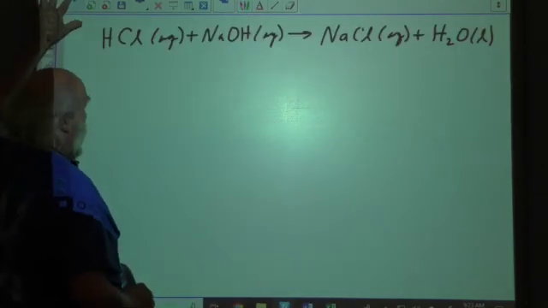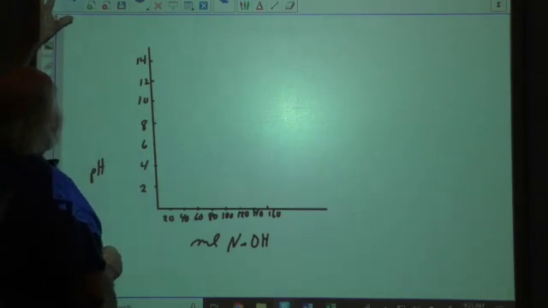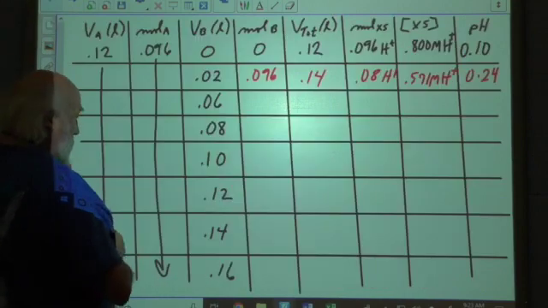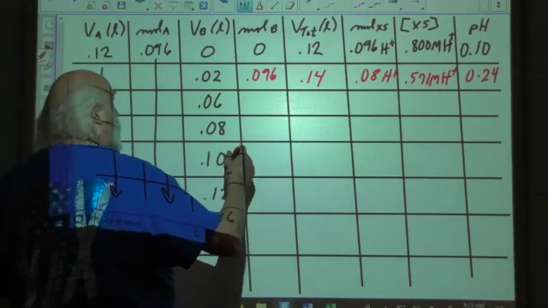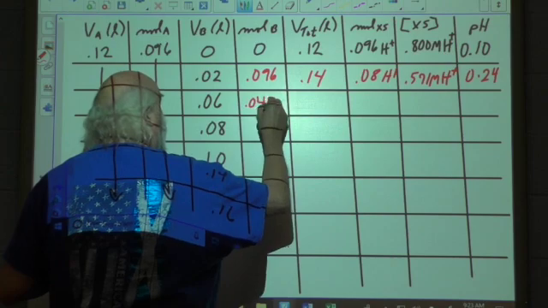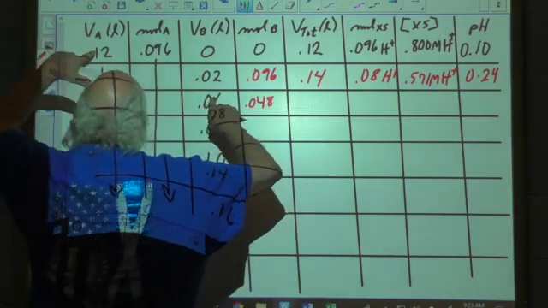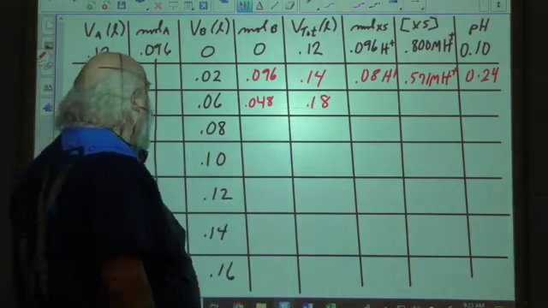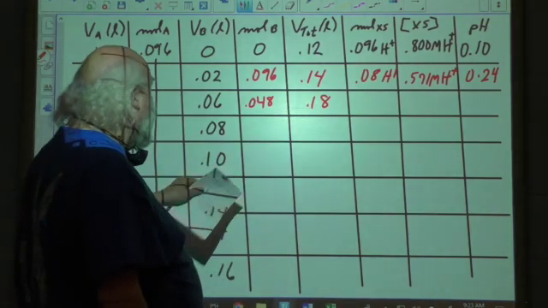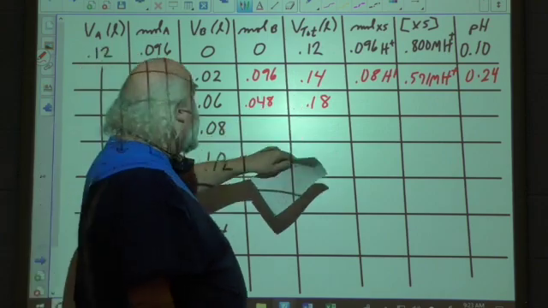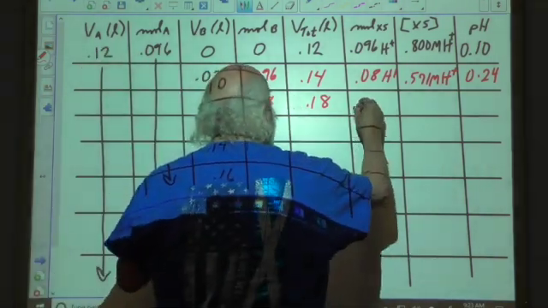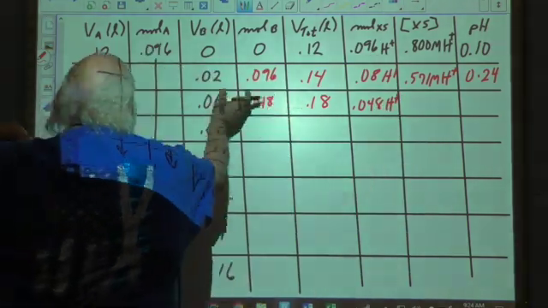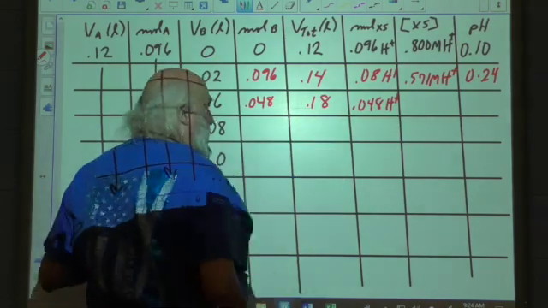So go to the chart. Keep going in the wrong direction. Alright, and so we're going to put in 0.048 here. The total volume is 0.12 plus 0.06, which is 0.18. Alright, and then we're going to divide. The number of moles is 0.048, we said, of the hydrogen. This was the base, this was the acid, we subtracted that from that to give us the H positive.